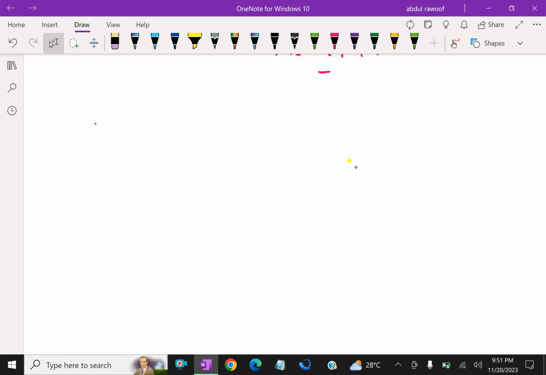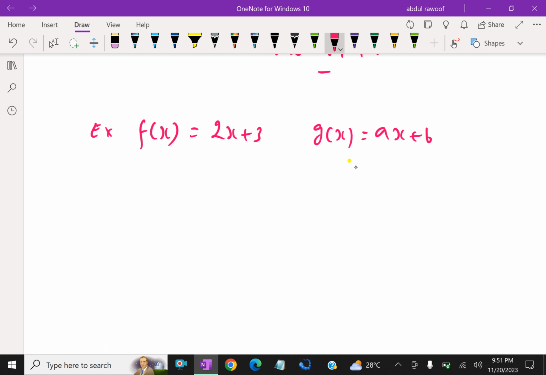Now one more example. f of x is 2x plus 3 and g of x is equal to ax plus b, and given that fog of x equals x for all values of x, deduce that a equals half and b equals minus 3 by 2.